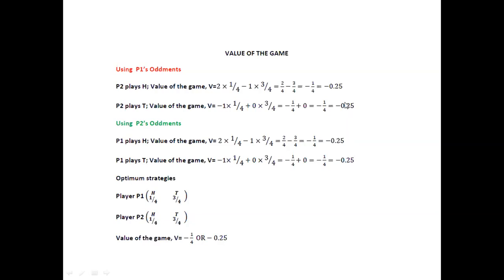So it means, if you get the value of the game the same for all the four consequences, it means your calculation is 100% correct. And finally, the most important thing is what conclusion you have drawn out of this game after solving. Player P1 is playing with the first strategy with 1/4 frequency or 1/4 proportion, and the second strategy with a 3/4 proportion. And similarly, player P2 is playing with the first strategy with 1/4 and second with 3/4, and the value of the game is minus 1 by 4 or minus 0.25.